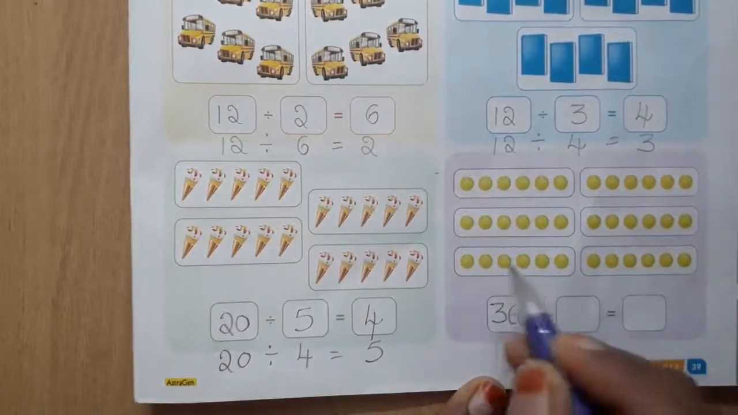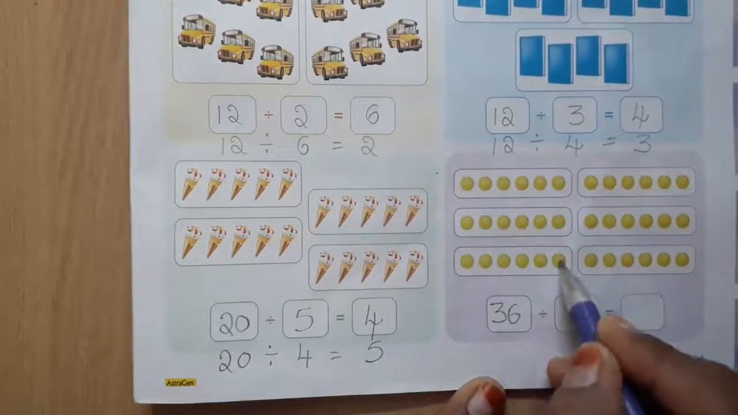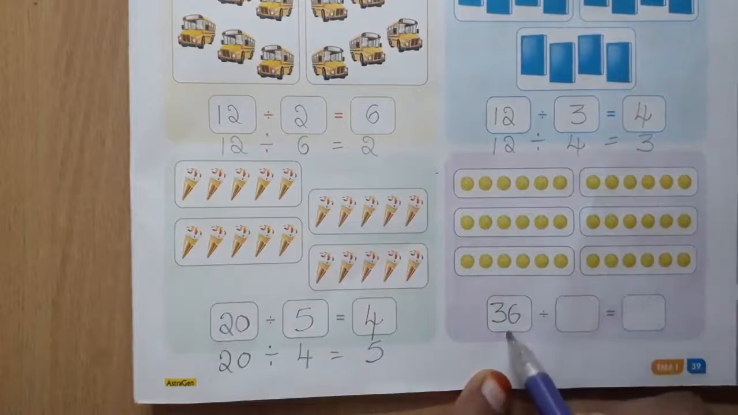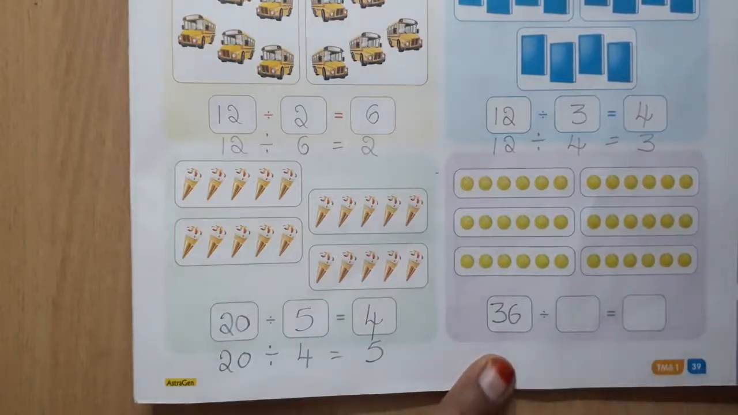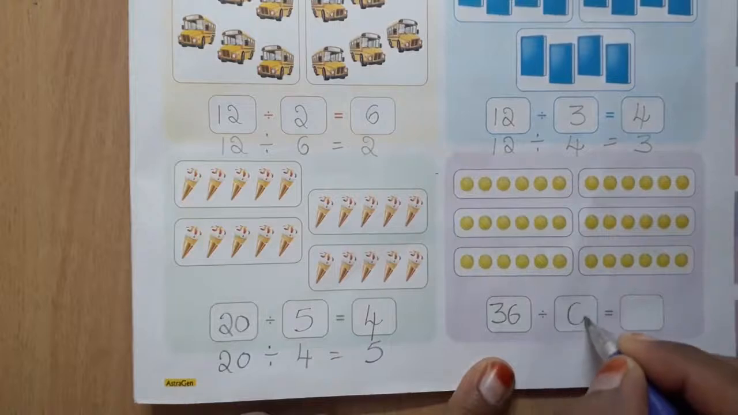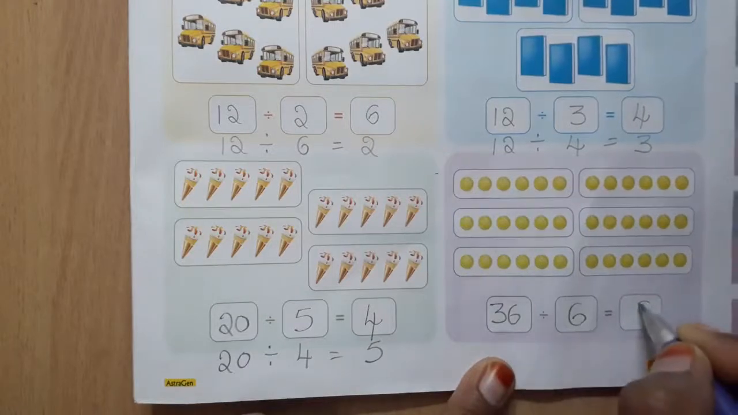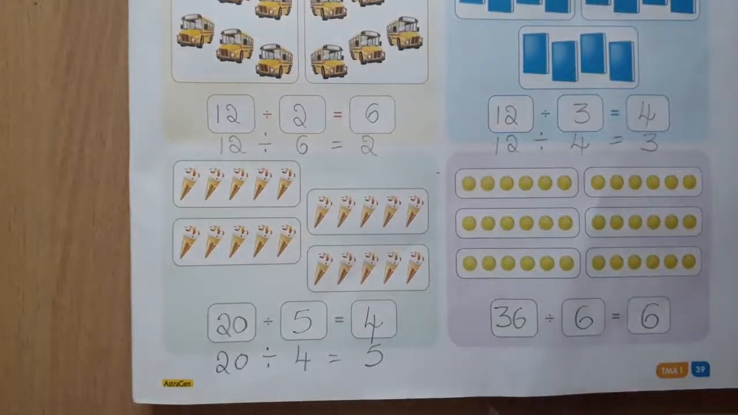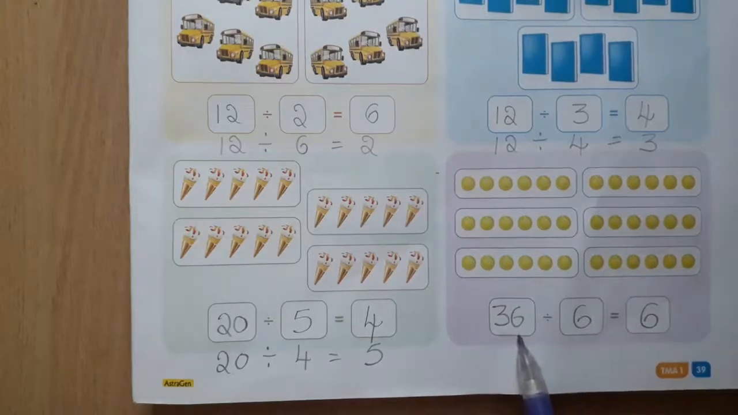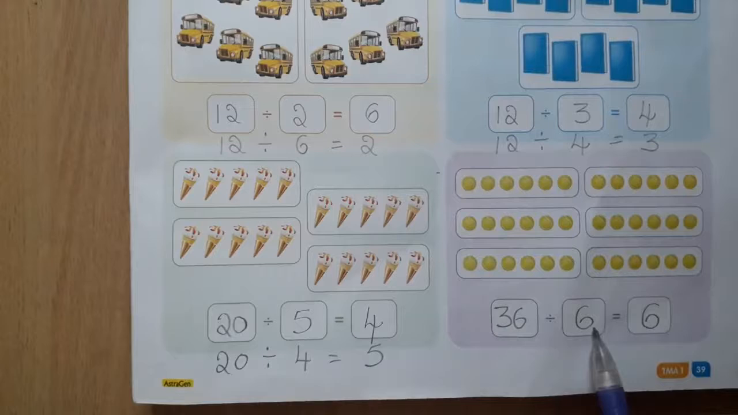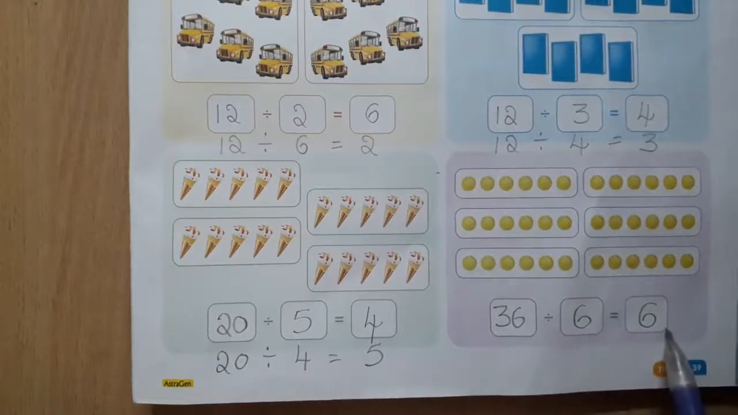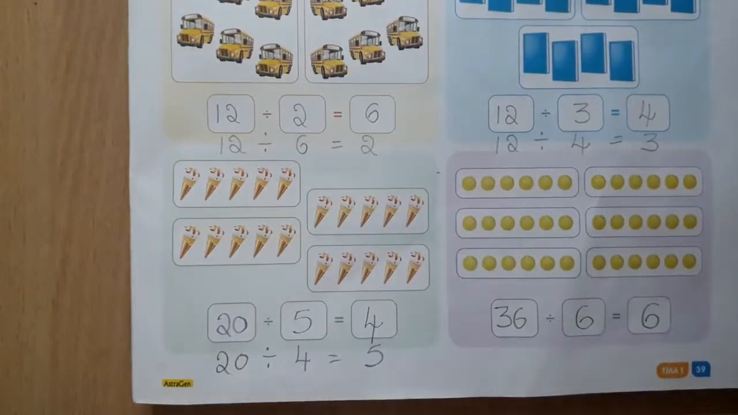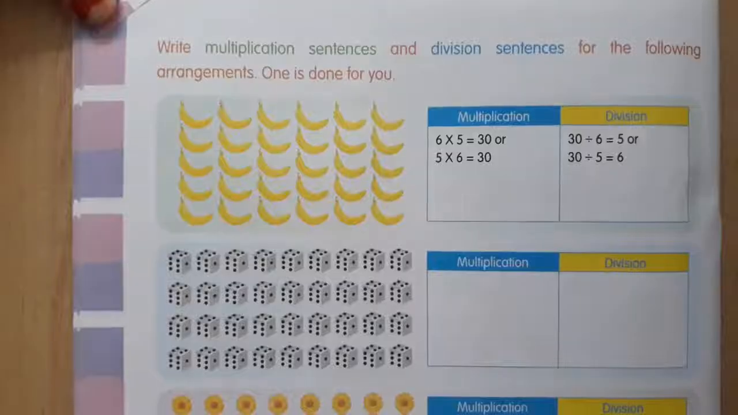Next, 36 balls. Look here, 1, 2, 3, 4, 5, 6. In 6 groups. 6, 6 are 36. 36 balls, and here 6 groups. 36 divided by 6. 6 balls in each group. So the next sentence also is the same, children. 36 balls and 6 balls in each group. How many groups can form? 6.